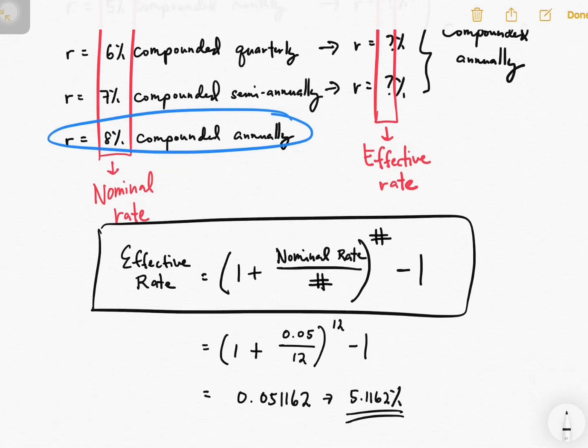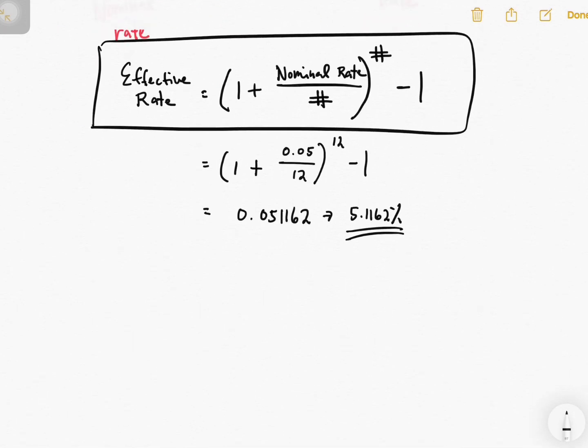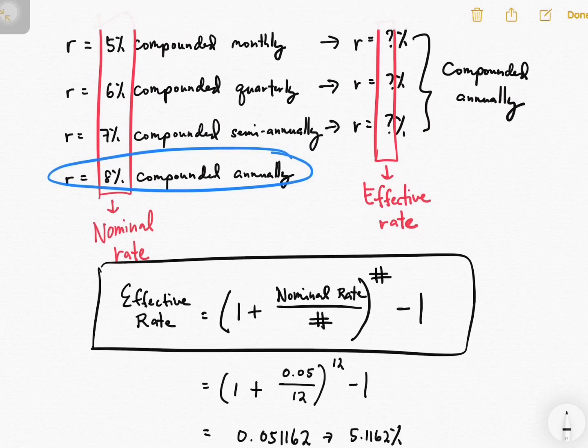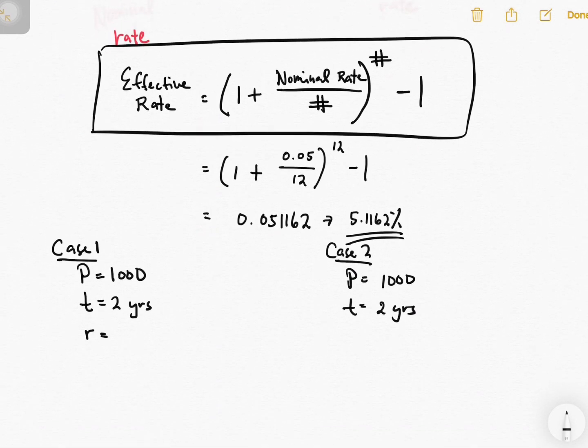To appreciate this, let's apply both the nominal rate and the effective rate given other variables as fixed. So let's have two cases here, case 1 and then case 2. For both cases, let's give them a principal of 1,000 and time of 2 years. And then for the rate, let's first use the nominal version, 5% compounded monthly. So I'll just write CM for compounded monthly. And then for case 2, we'll use the annual version. It's 5.1162% compounded annually already because that's the effective rate.